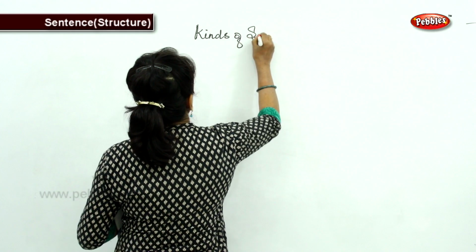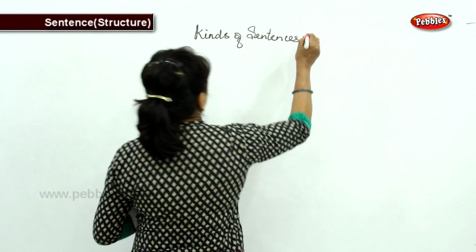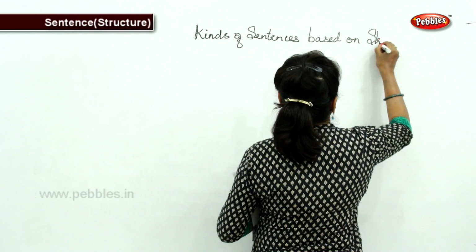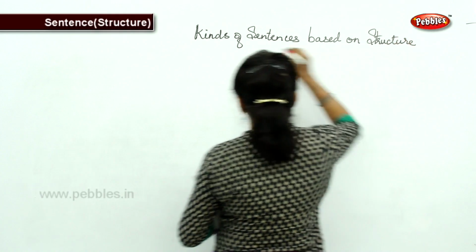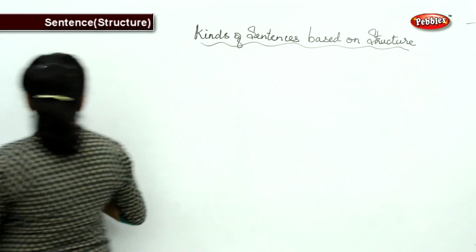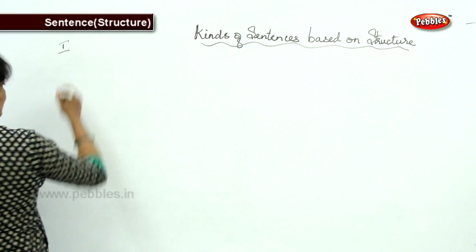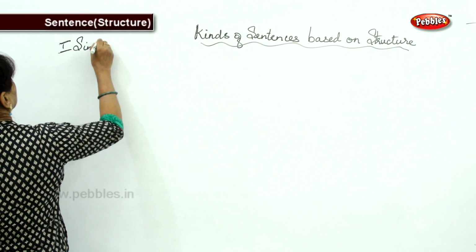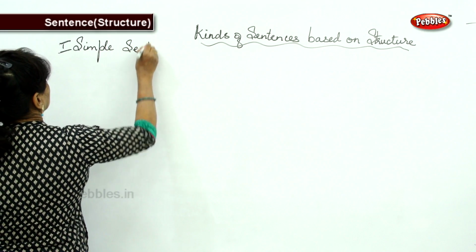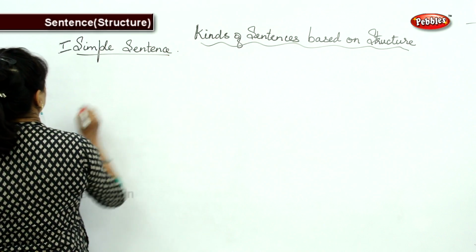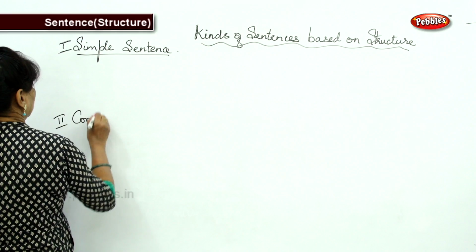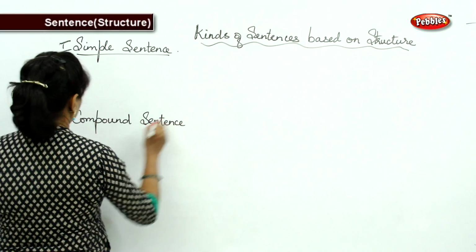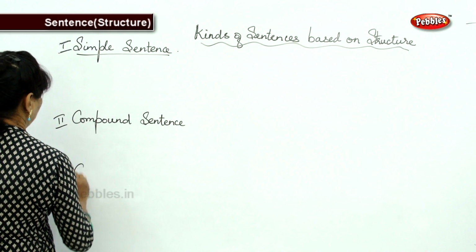Kinds of sentences based on structure. We have 3 kinds: simple sentence, compound sentence, and complex sentence.